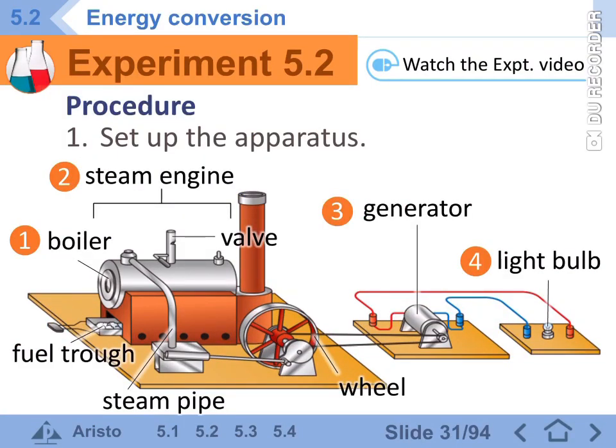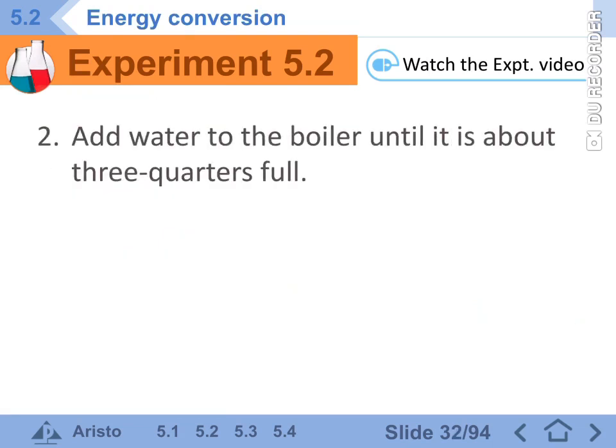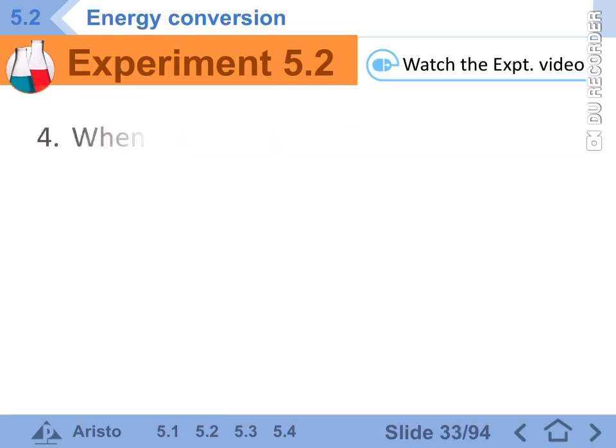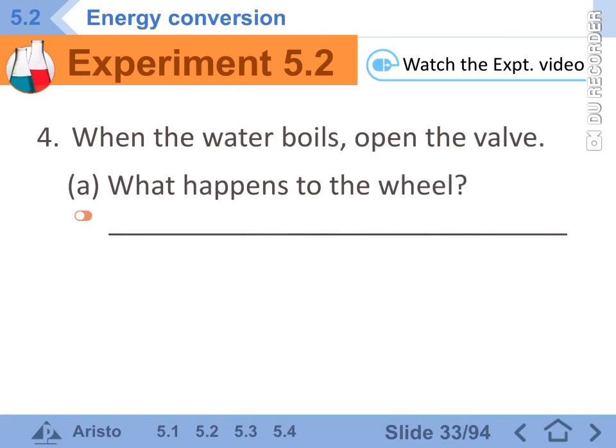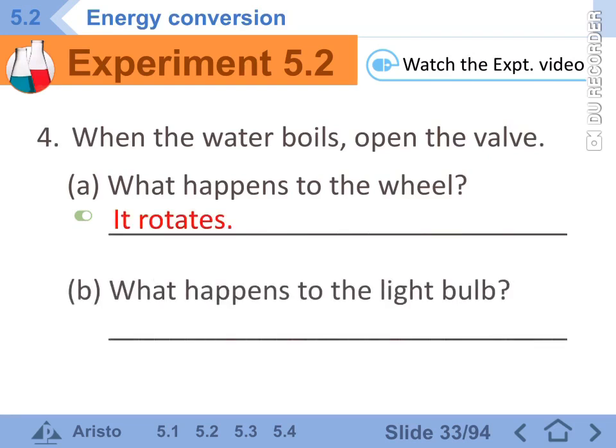So in here, after the wheel is turned, it will turn a generator, and from that it will turn into electricity, and then it will switch on the light bulb. So in here, it will tell you the step of adding water. Okay, so what would happen to the wheel? It will start to rotate, it will start to turn, it will start to move. What happens to the light bulb? It lights up because there is electricity being generated. So let's take a look at the steps one by one.